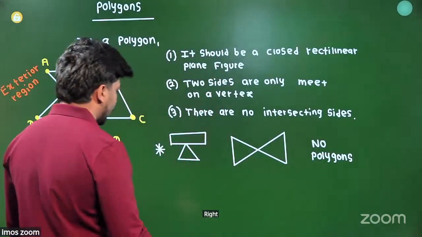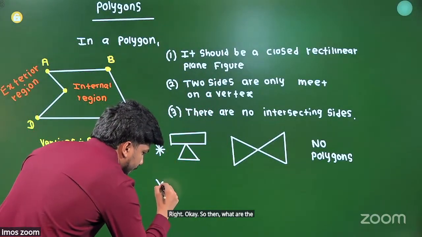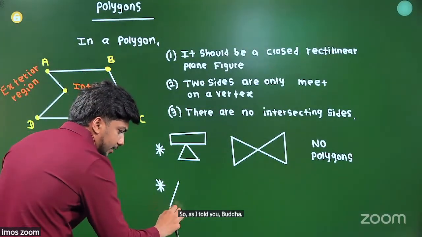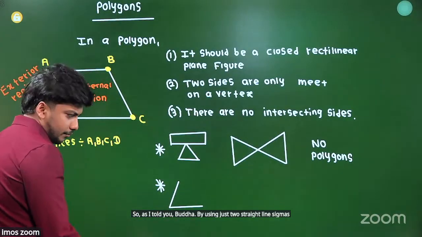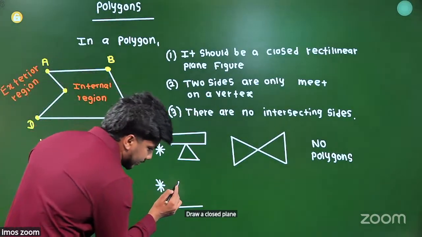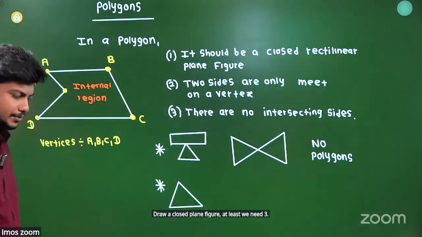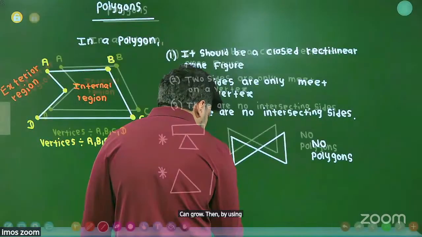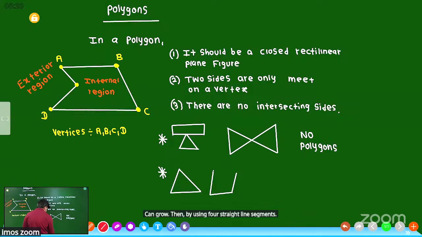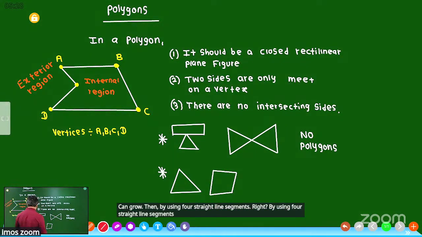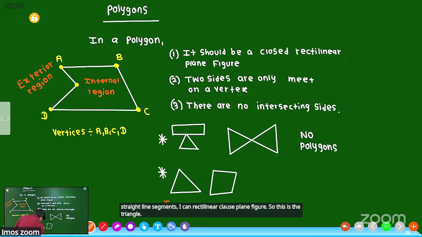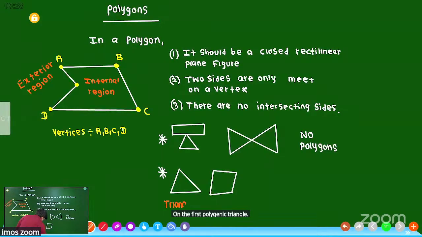Okay. So then what are the polygons? What is the first polygon that we can draw? As I told you, by using just two straight line segments we cannot draw a closed plane figure. At least we need three. Triangle. So this is the first polygon that you can draw. Then by using four straight line segments, I can draw a rectilinear closed plane figure. The first polygon is a triangle.